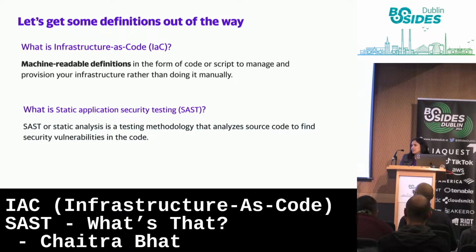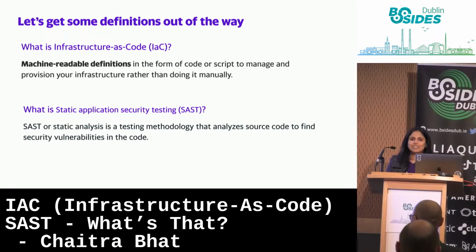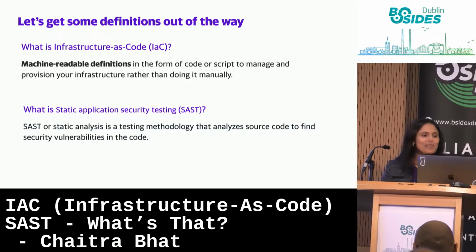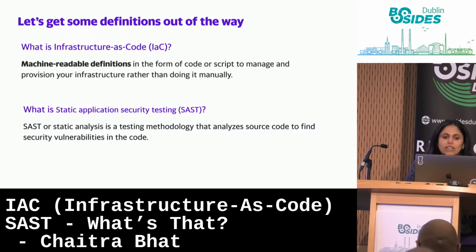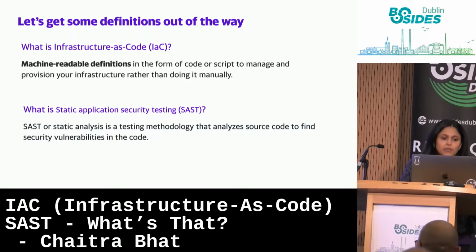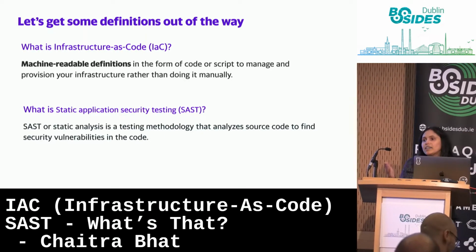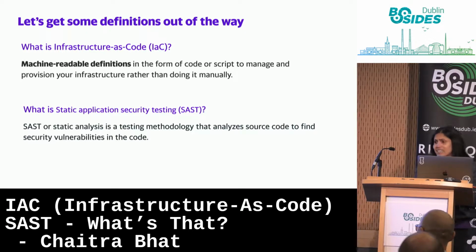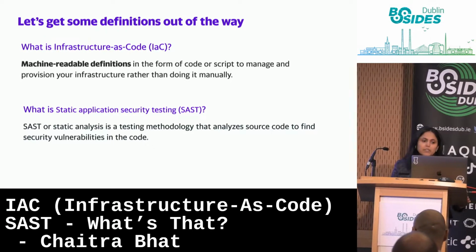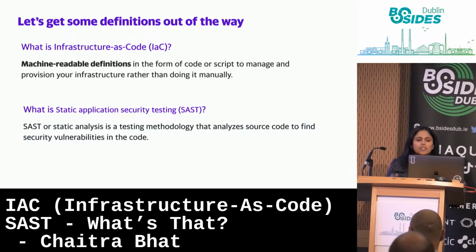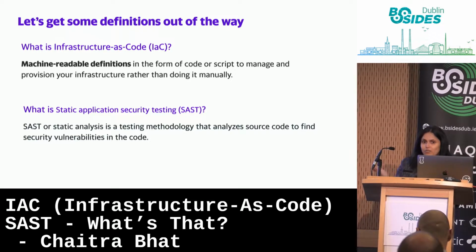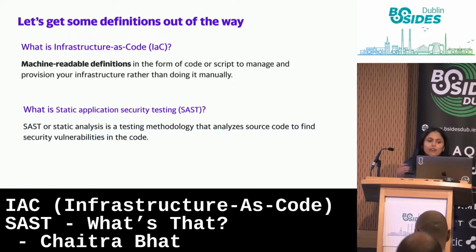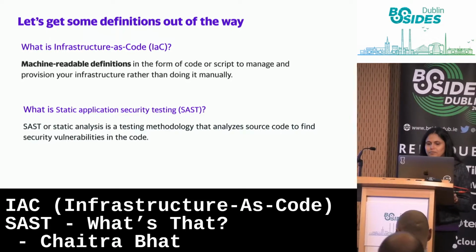So I just want to get some definitions out of the way so I can start using this short form in my presentation. So what is IAC? IAC is a collection of machine-readable definitions in the form of your code, script, policies, templates, which are used to deploy and provision your infrastructure. And SAST, as you may all be familiar with, is static application security testing. It's a methodology that analyzes your source code, now your application's code, in our case, for this talk, the infrastructure code, to find any vulnerabilities in them.